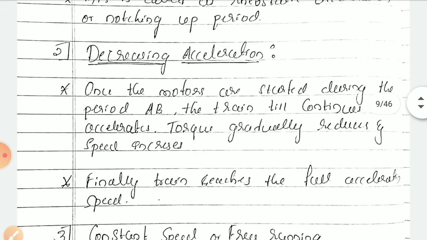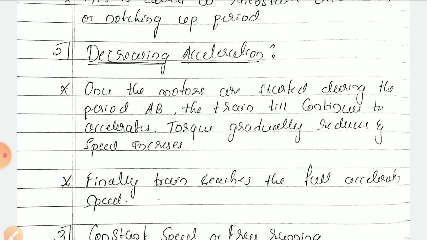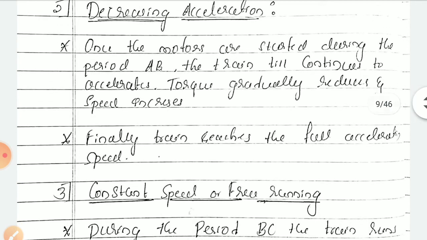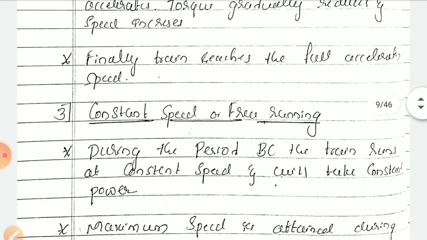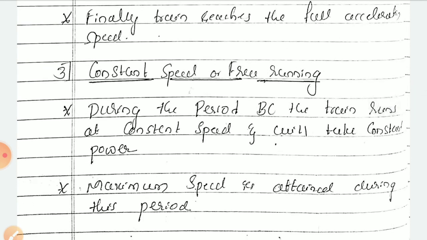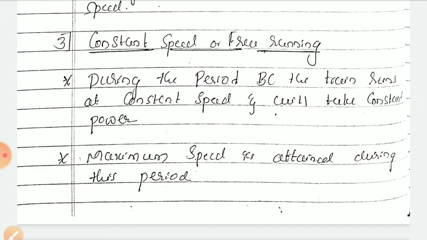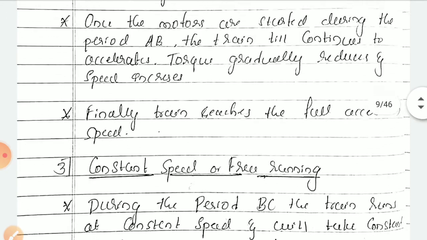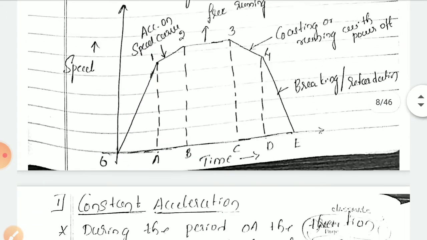Next is decreasing acceleration, A to B. Once the motors have started, during the period A to B the train continues to accelerate. The torque gradually reduces and the speed increases, as I said. Finally the train attains its maximum speed. Then the third one is constant speed or free running, B to C in the graph.